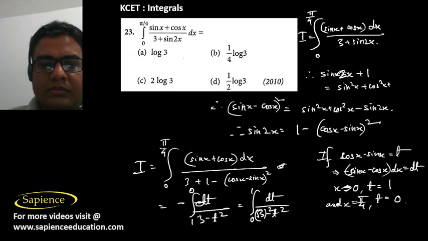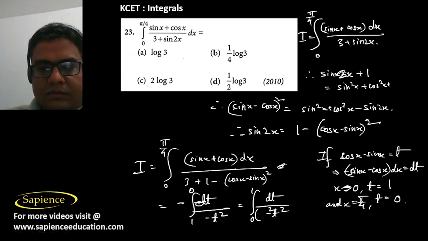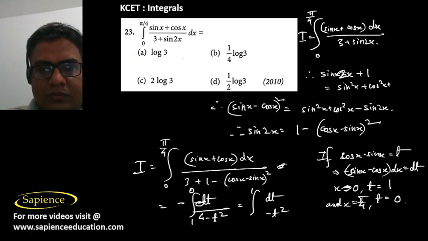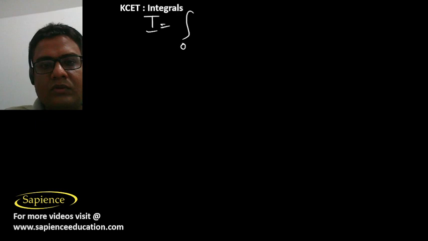Sorry, here there is something wrong. This is 3 plus 1, this is 4. This will be 4 here. 4 minus t square, this is okay, and this is going from 0 to 1. So the earlier integral is wrong. The integral is integral 0 to 1 dt by 4 minus t square.